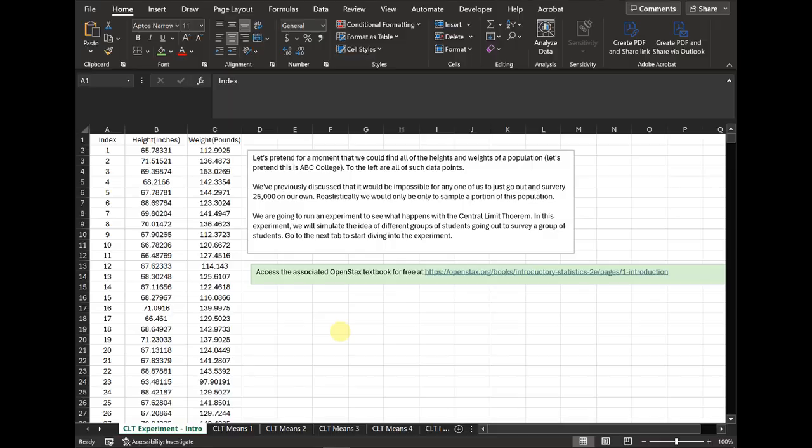So let's get started. The premise behind the central limit theorem is that you have to have a lot of data for it to work. Ideally, you would have all of the possible data from a population. For this experiment, I have height and weight data. We're going to pretend that I was able to go to some college, we'll call it ABC College, and magically get all of the height and weight data of every single student. So this is student 1, student 2, student 3.